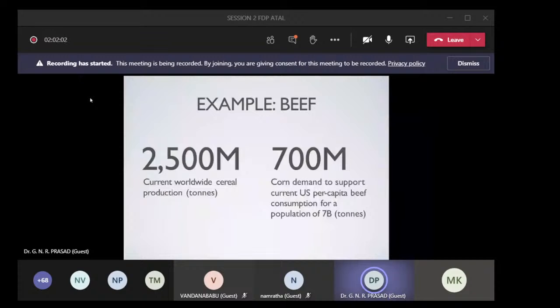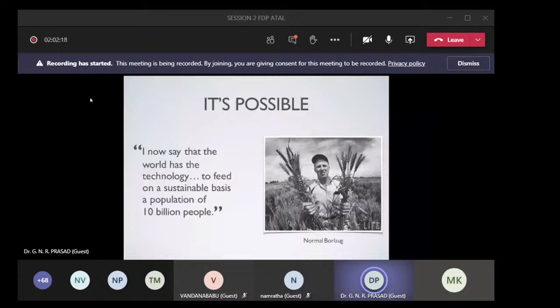Briefly, the world population is 2,500 million, with cereal production. Corn demand to support current use per capita, and beef consumption for a population of 7 billion, because they eat non-veg. That's an example. It's possible. I now say that the world has the technology to feed, on a sustainable basis, a population of 10 billion people. Norman Borlaug is a person who said this.